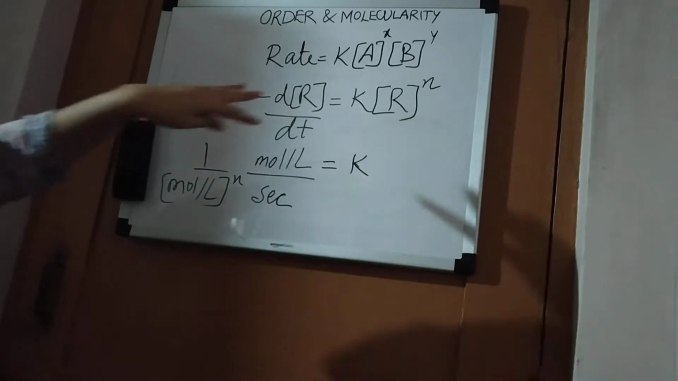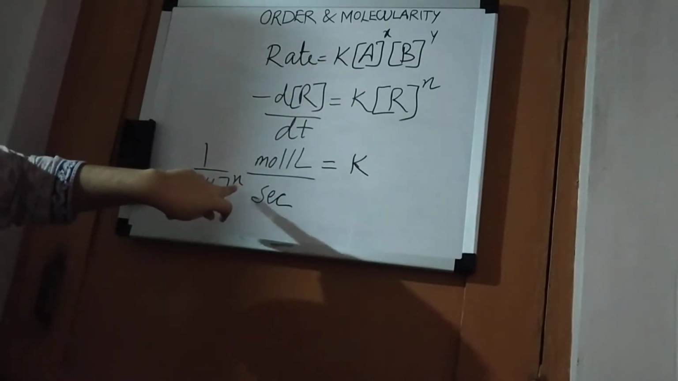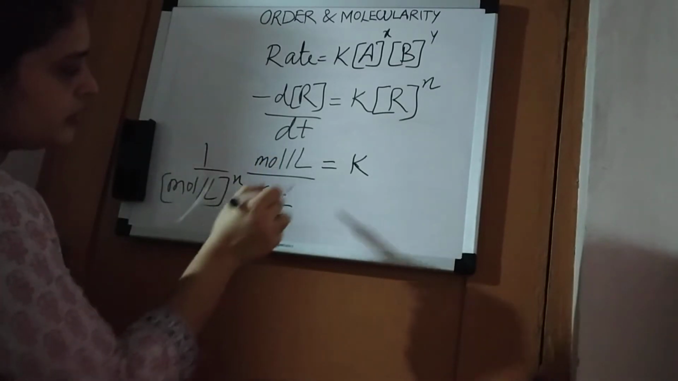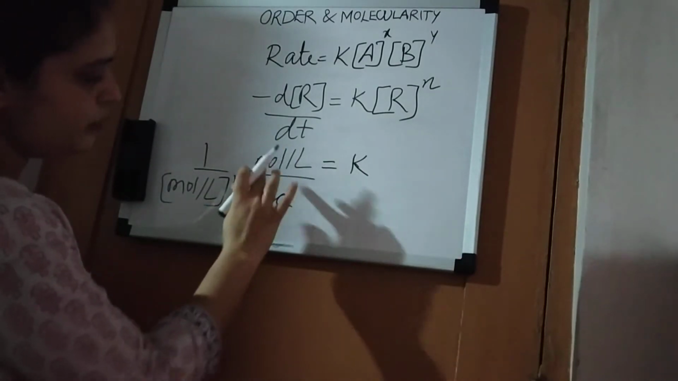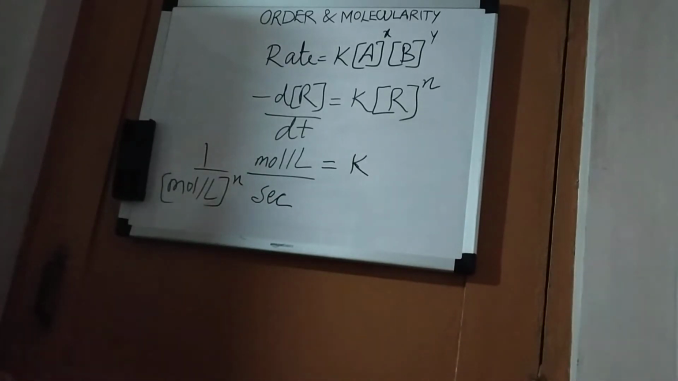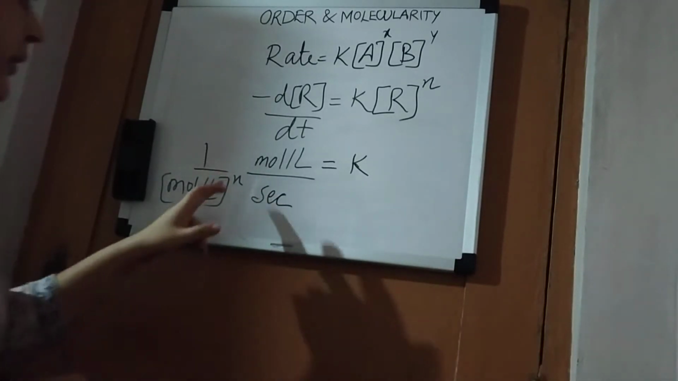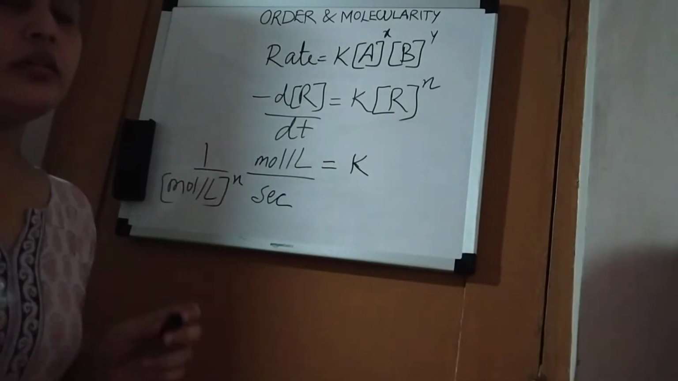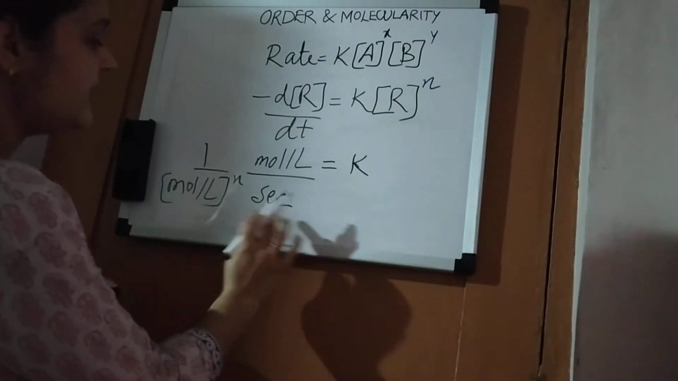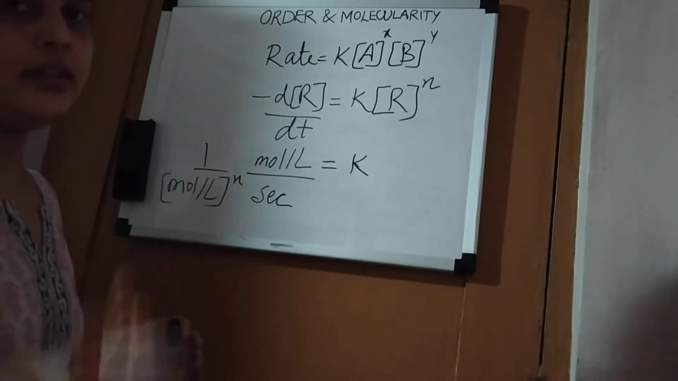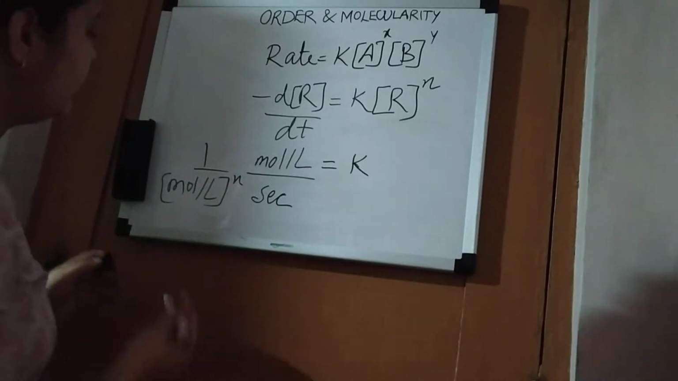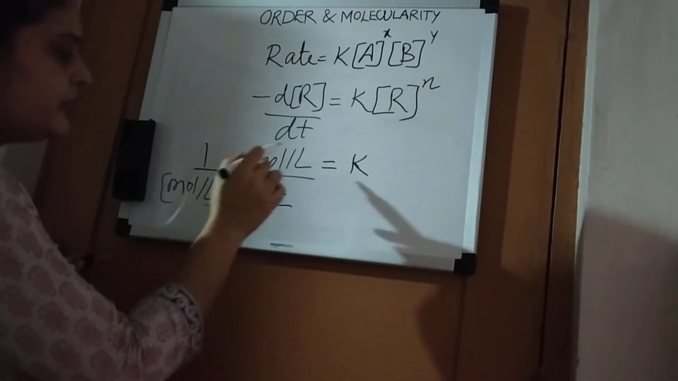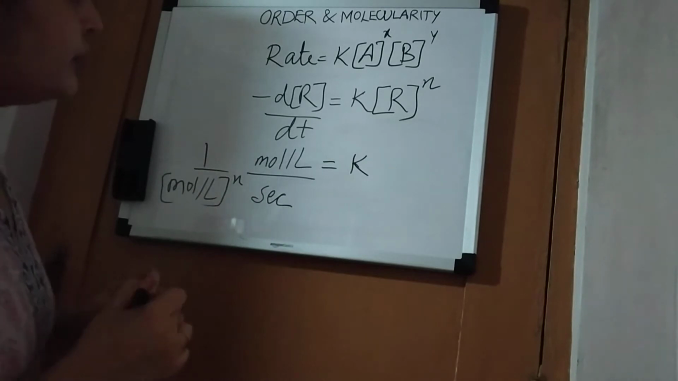So when the order of the reaction is 0, that is n is 0, this whole term will become 1, and the unit of k will be mole per liter per second. Okay, and when the order of the reaction is 1, then mole per liter will cancel out with mole per liter, and the unit of k will be per second, right? And when the order of the reaction is 2, then n will be 2, and it will come out to be liter per mole per second, right?